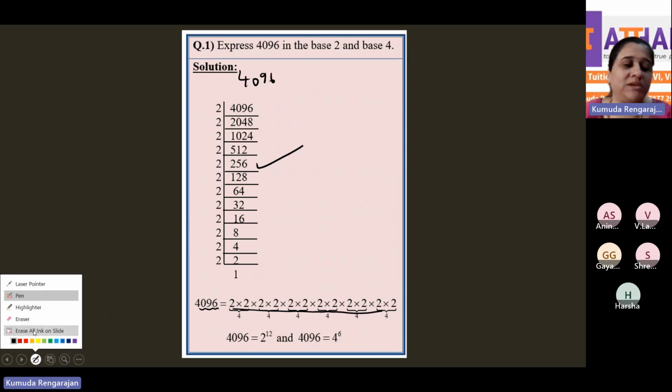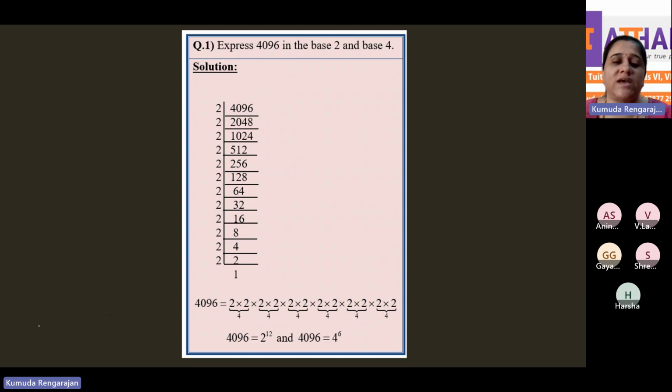2 happens so many times. 4096 has only 2 as a prime factor. There is no other prime factor. So 2 happens 12 times. And we've also understood that repeated multiplication is written in the exponential form. Repeated addition is multiplication, 4 into 2.